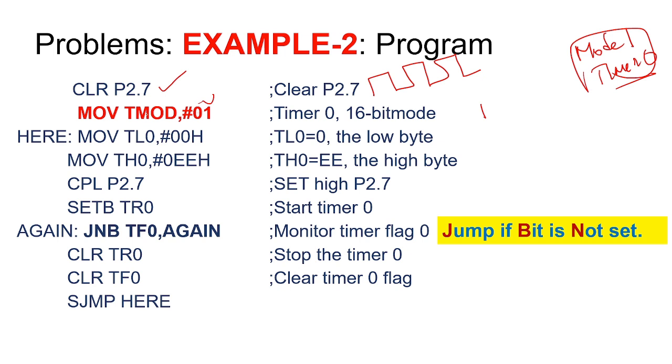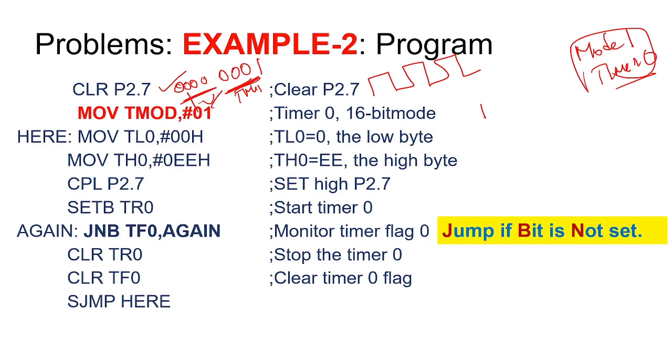TMOD is where you select what type of mode you are using for the timer. So that is 0 1. So 0 0 0 0 0 0 0 1, that is 0 0 0 1. So this is timer 0. This is the LSB 4 bits and this is the MSB 4 bits.